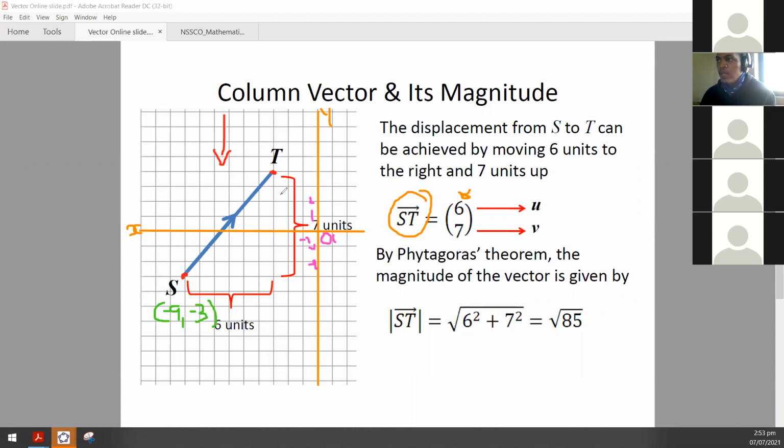Then we have the coordinates for T. T will now have 1, 2, 3, 4 for y, and -1, -2, -3 for x. So -3.